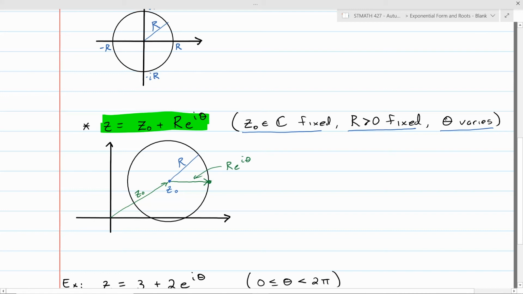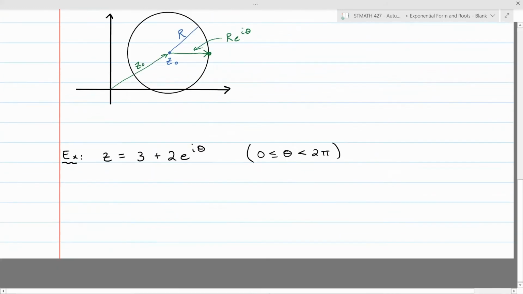And you can see that a general point on that circle, you can think of it as a sum of two vectors. z0 there in green, plus, from the end of z0, going by r e to the i theta, which would put you a distance of r away from z0. So you'd be on a circle centered at z0 of radius r.